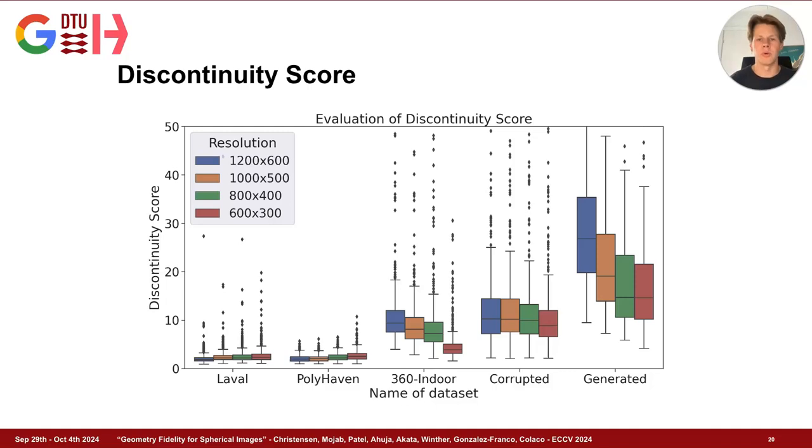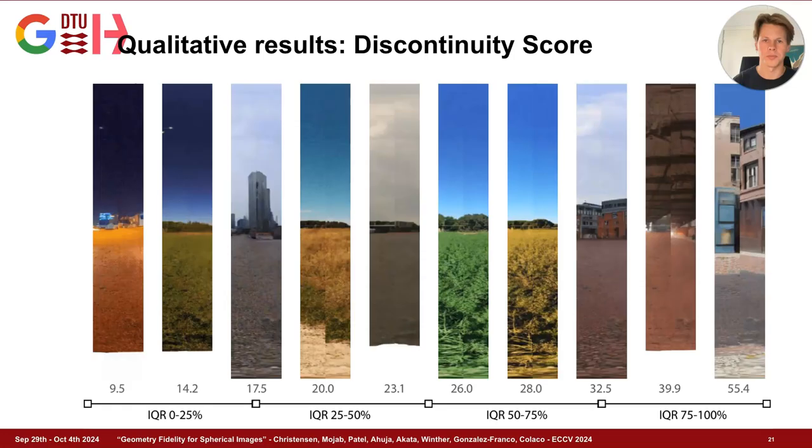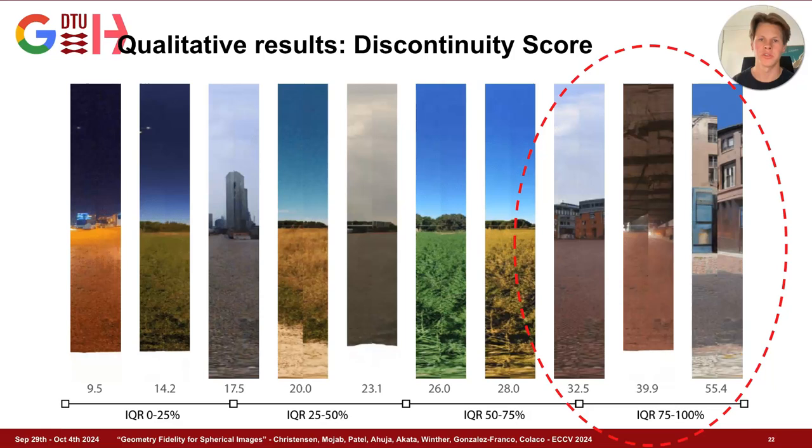The score separates well between true spherical images, such as the Laval and Polyhaven datasets, corrupted images where we have added a minor seam, and generated images, which in our case contain discontinuities of mild nature like lighting differences, or severe semantic issues where content across image borders do not match. This is also evident in our qualitative evaluation, where the images with low scores on the left only contain mild seams, while the high scores shown to the right have semantic mismatches, such as 2 different buildings colliding.